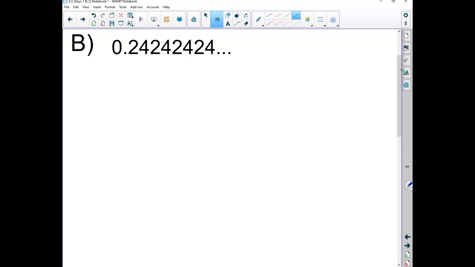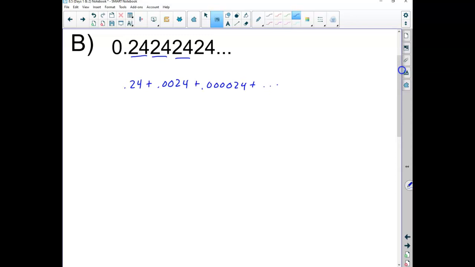But notice this time I have 0.24 repeating. So I want to identify my repeating portion of my decimal, and then I'm going to write it as a series. So I'm going to say 0.24 plus, now there's my next repeater, 0.0024 plus, there's my next repeating part, 0.00024 plus. You get the idea of what's going on there.